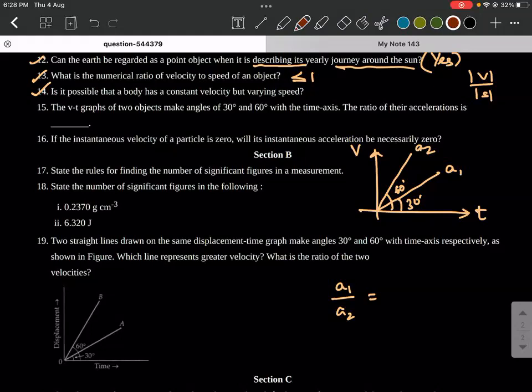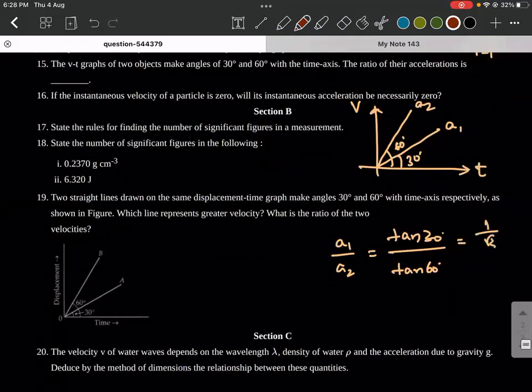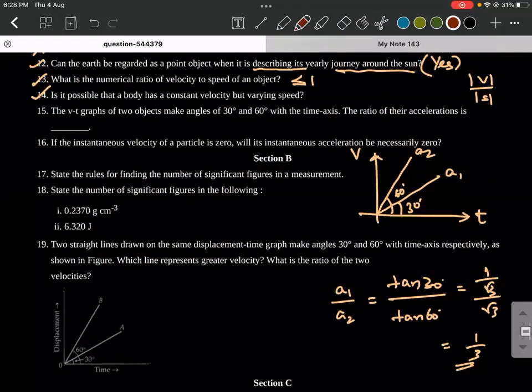Slope of a line is the gradient. You have heard of slope? Yes or no? Slope is basically defined as tan theta, tan of the angle made by the line with the x-axis. So it will be tan 30 divided by tan 60. Tan 30 is 1 by root 3. Tan 60 is root 3. 1 by root 3 into 1 by root 3 is 1 by 3. So A1 by A2 will be 1:3.